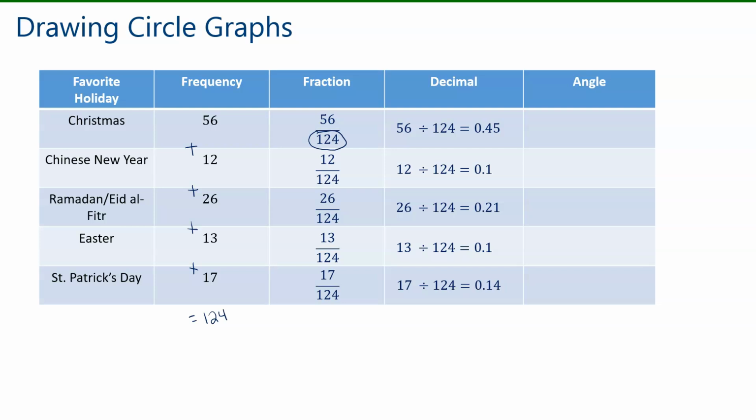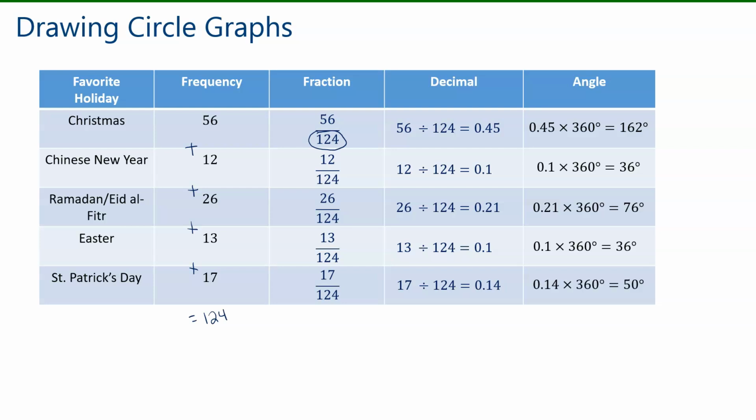Now in terms of the angle, we'll do what we did in the first example. Multiply the decimal by 360 degrees. So for the first one, I get 162 degrees. Now 0.1 times 360 is 36. 0.21 times 360 is 76, and so on. So as mentioned in the first example, I'm going to double check these angle values before I draw my circle graph. So now adding them all up, I do indeed get 360 degrees. So let's move on to drawing our graph.